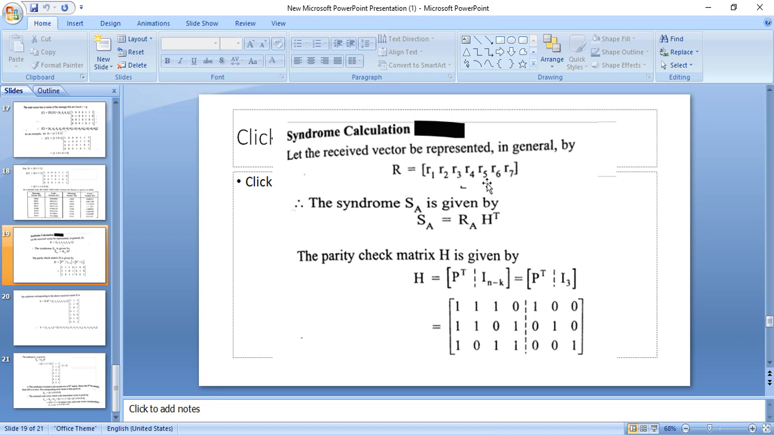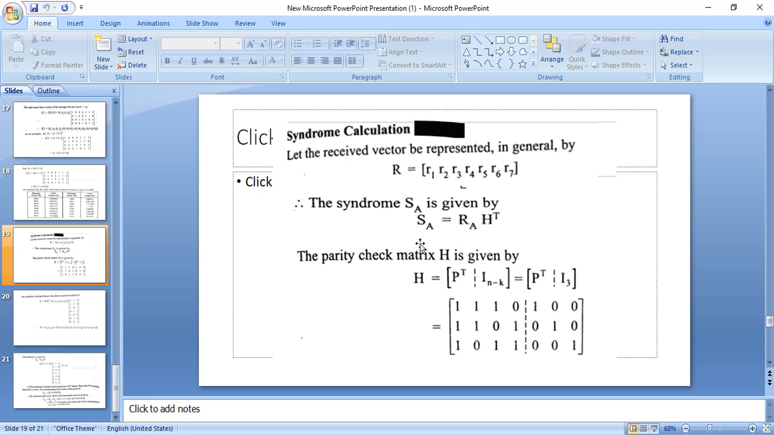So the next procedure is the syndrome calculation. Let the received vector be represented in general as R1, R2, R3, R4, R5, R6, R7, because the total block code size N is equal to 7. The same bits must be received at the receiver side. Now what do we need to do? We need to detect the error, then correct the error. The first step, at the receiver side, is that the syndrome will be calculated. What is the procedure for the syndrome? Syndrome is equal to the received data multiplied by H transpose.